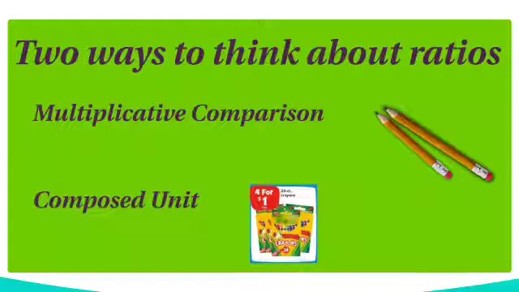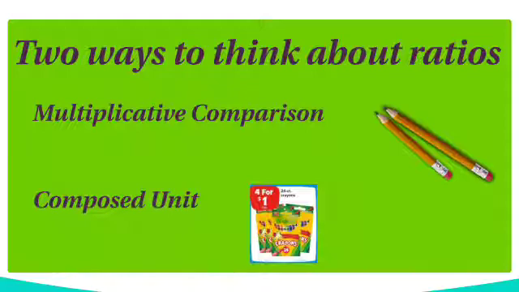The multiplicative relationship is the ratio, not the symbols, and involves us asking questions like, what fractional part is one thing of another? Or, how many times greater is one thing than another? The other way to think about ratios is as a composed unit. And this refers to thinking of a ratio as 1 unit. This is a key development milestone for students.